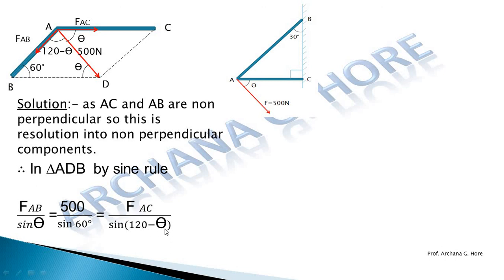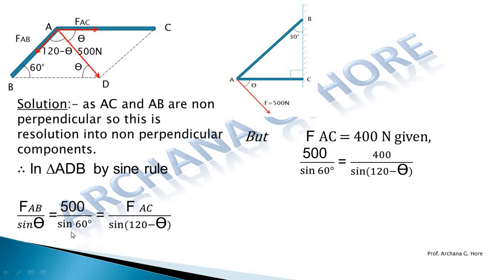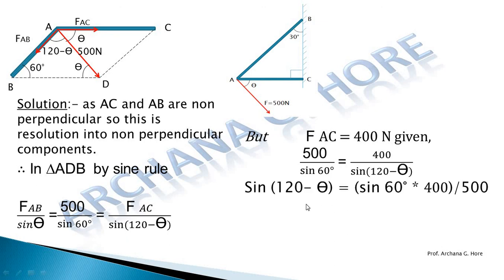Now find the unknowns. Put the value of FAC, which is given in the numerical as 400. By keeping that and equating these two, we get 500 divided by sine 60 equal to 400 divided by sine of 120 minus theta. Now by cross multiplying, we get this value. Now find the right hand side with simplified calculation and do the calculation to find the value.